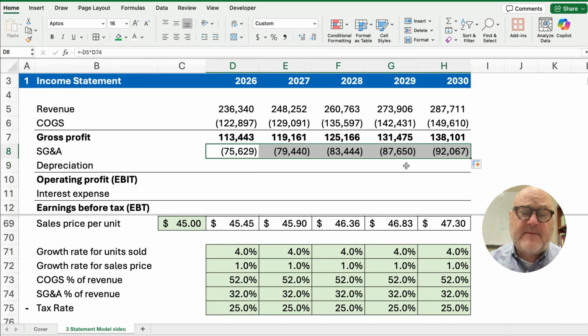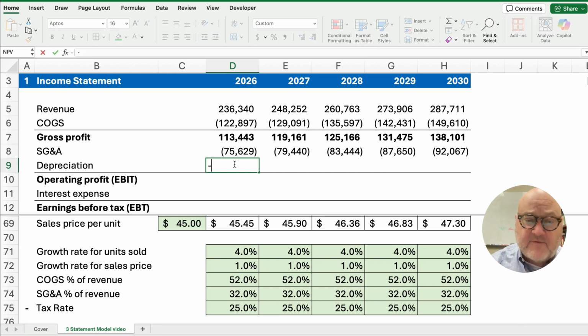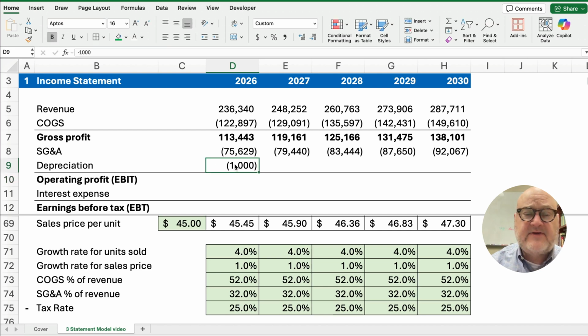I guess the nice thing about making it negative is somebody's going to see, oh, by the way, this is a subtraction, right? Now, depreciation, I don't have that number right now. We're going to have to do the balance sheet. So let me put in a -1,000 just so we can see that that number is subtracting correctly. And I'm going to copy this across.